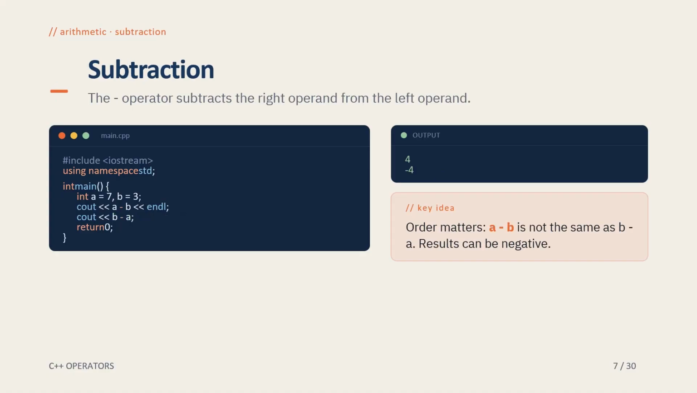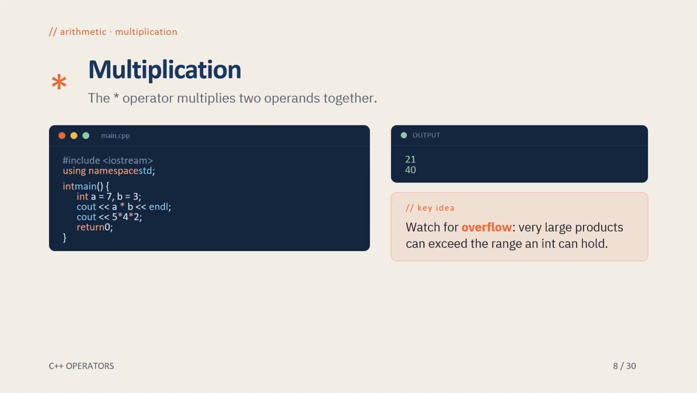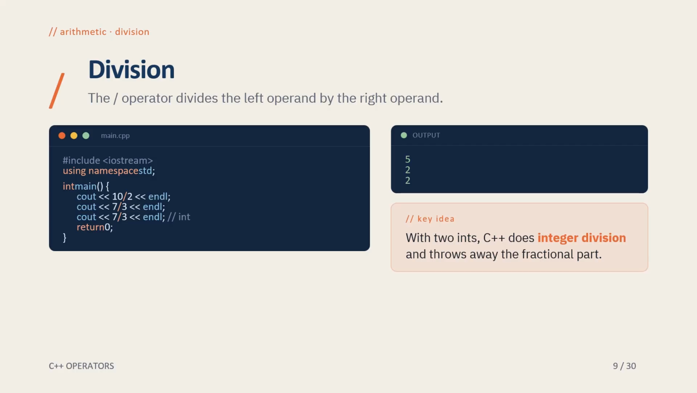The subtraction operator subtracts the right operand from the left. Remember, changing the order changes the result. The multiplication operator multiplies two numbers. We have to be cautious while multiplying large values to avoid overflow problems. The division operator divides two numbers. If both operands are integers, C++ performs integer division and removes the decimal part.